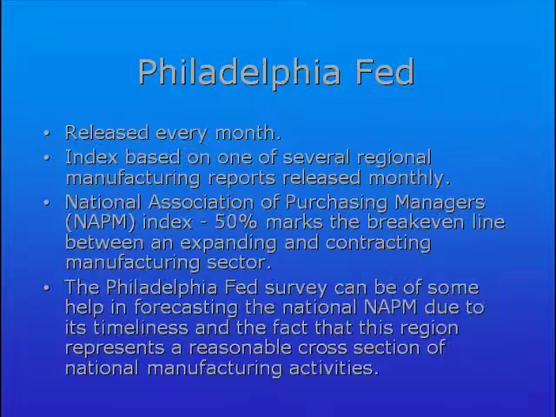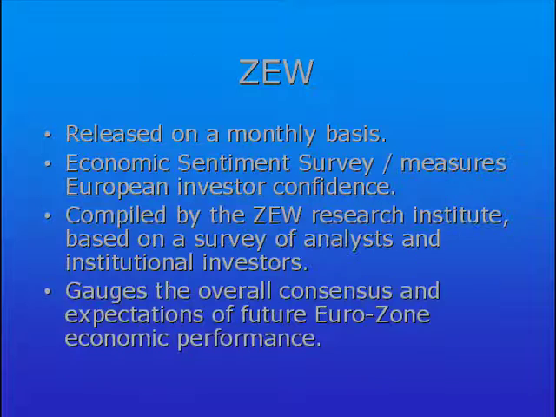The Philly Fed, released every month, is an index based on one of several regional manufacturing reports released monthly. In the National Association of Purchasing Managers NAPM Index, 50% marks the break-even line between expanding and contracting manufacturing sector. The Philly Fed survey can be of some help in forecasting the national NAPM due to its timeliness and the fact that this region represents a reasonable cross-section of the national manufacturing activities.